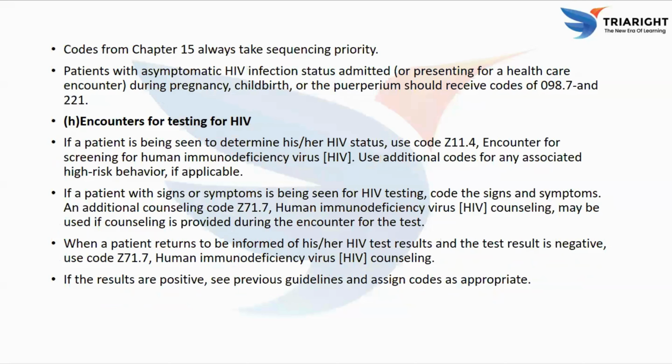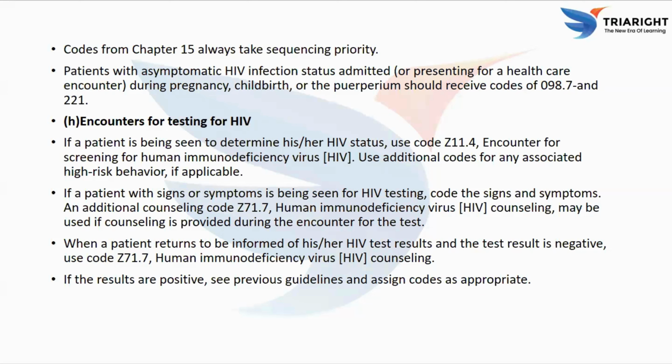So the next rule: codes from chapter 15, pregnancy, childbirth and puerperium take priority. What does this mean? If the patient is pregnant, giving birth, or in the postpartum period, OB codes must always be sequenced first. Why? Because ICD-10-CM insists that if any pregnancy impacts the care or is impacted by the condition, the O code takes priority and outranks all the others.